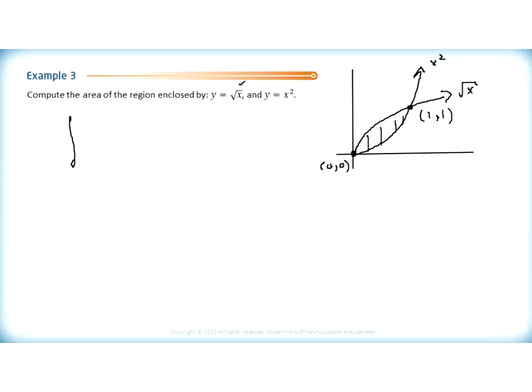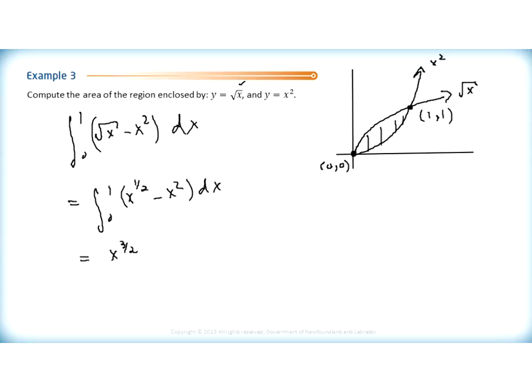So again, we have an integral from 0 to 1, and the top curve is the square root function, and the bottom curve is the square, and that'll tell us the area in between them. So we've got the integral from 0 to 1 of x to the power of a half minus x squared dx. So putting that together, I've got x to the power of 3 over 2 divided by 3 over 2, or multiplied by 2/3. Subtract x cubed on 3. And that goes from 0 to 1.